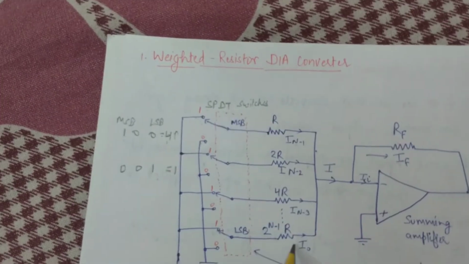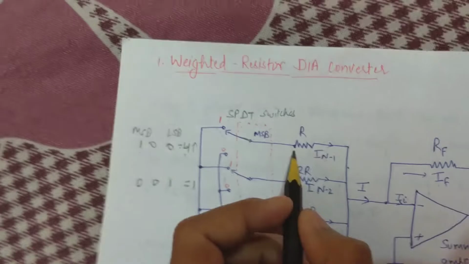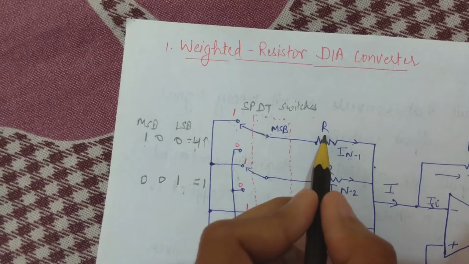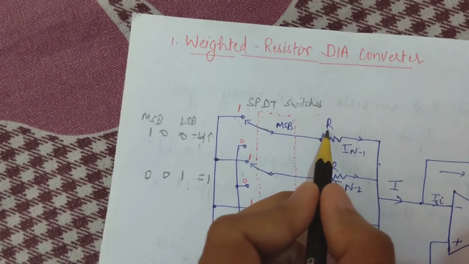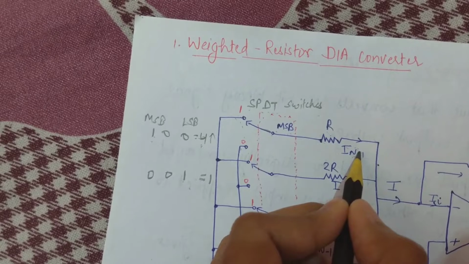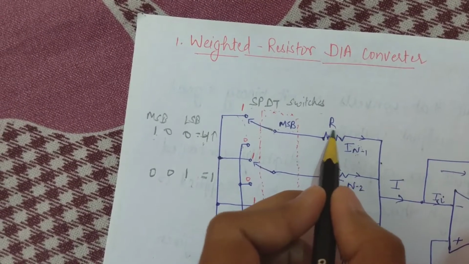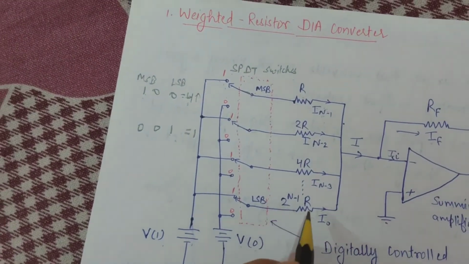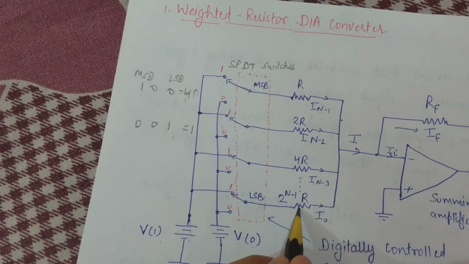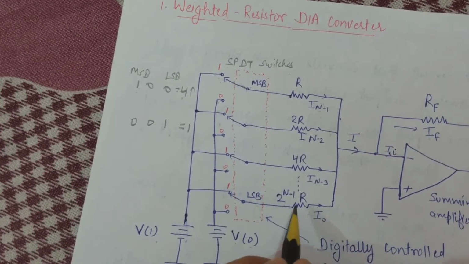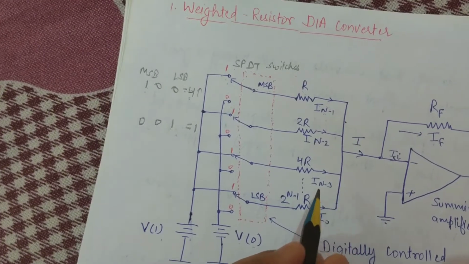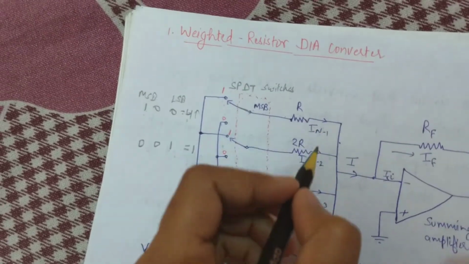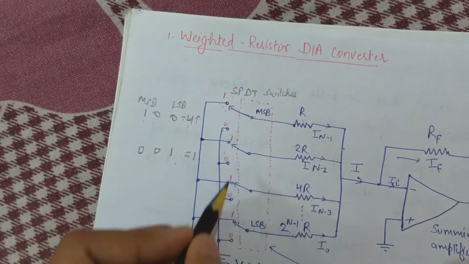Okay, so what we do here, to have large current for MSB, we should have lower value of resistance, right? If the resistance is low, only then you can have large current. So we connect value of resistance R here, okay? And at the place of LSB, we increase the value of the resistance so that less current flows through it, okay? So by connecting different values of resistance, we can have different values of current for different bits, okay?